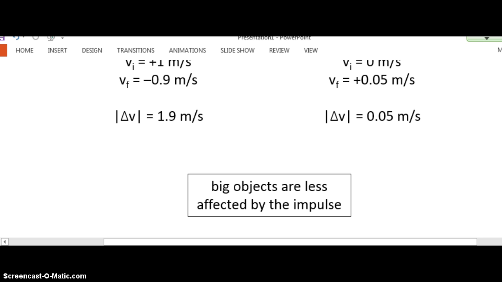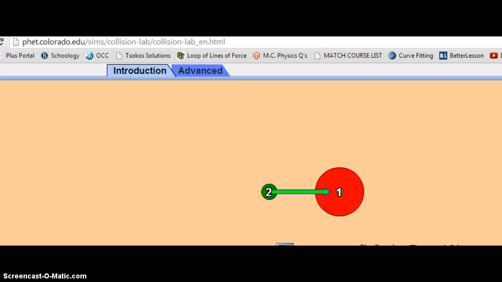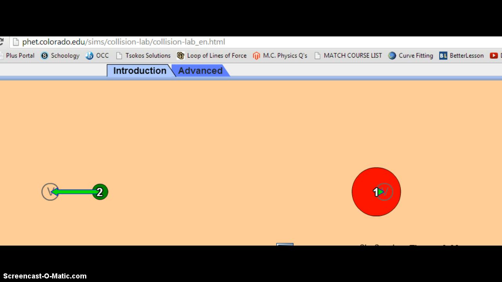Little objects, on the other hand, will experience a much larger change in velocity. And that's what this shows. Let's watch one more time. The small object feels an impulse, which produces a giant change in velocity, whereas the big object feels a tiny change in velocity because of the impulse.